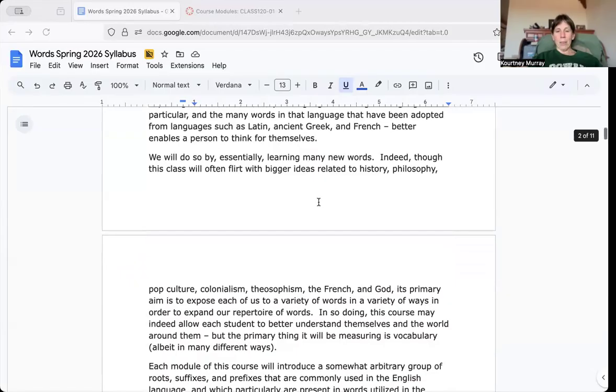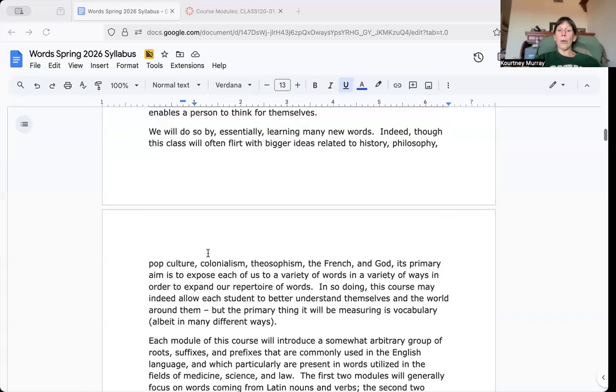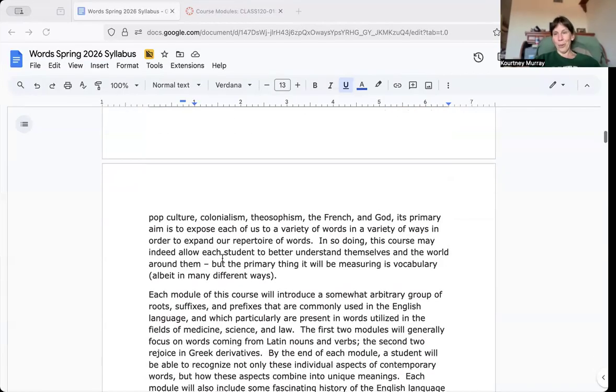We're learning vocabulary. In learning these words, mostly in lecture, we will be talking about things like history, philosophy, pop culture, not so much. I wish it was more pop culture. Colonialism, I think I got a little bit crazy. Definitely history and philosophy and other fields, as we learn these new words, just to explain how the words are working and how they changed.